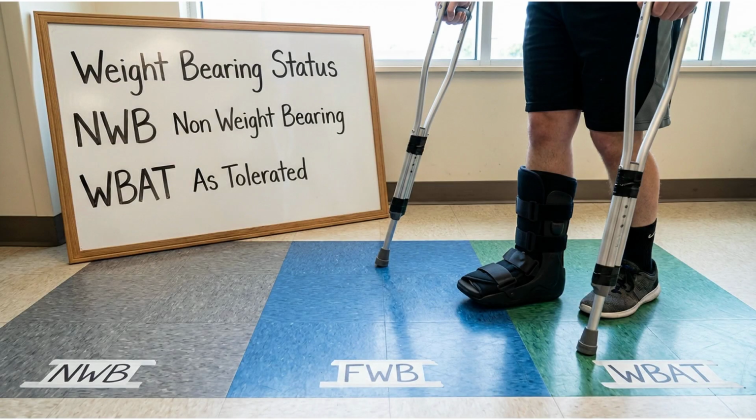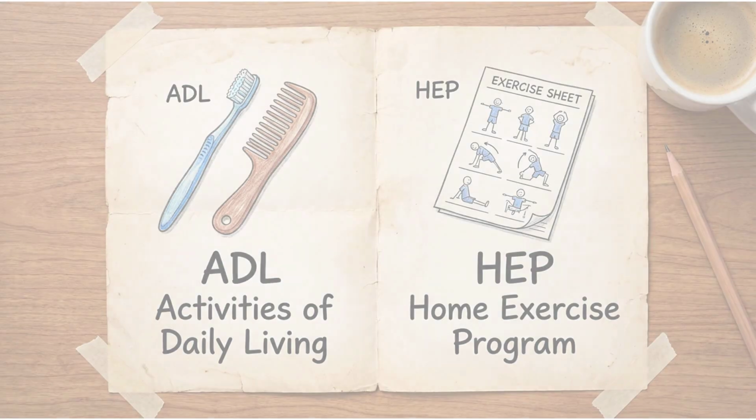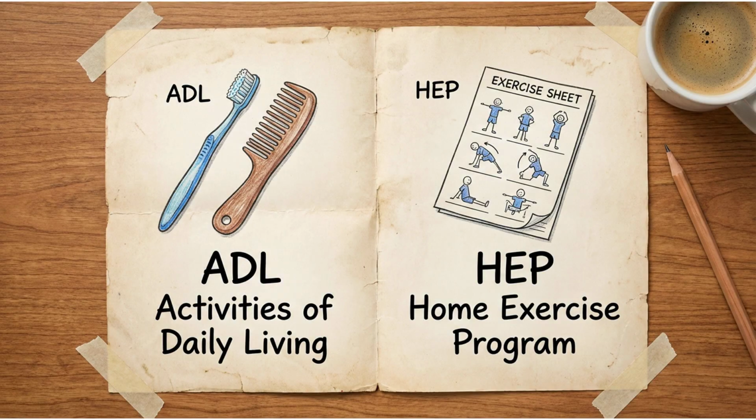Weight-bearing status is another critical area in therapy. NWB stands for non-weight-bearing, meaning no weight should be placed on the limb. FWB means full weight bearing, while WBAT stands for weight bearing as tolerated, allowing the patient to put as much weight on the limb as their comfort level permits.